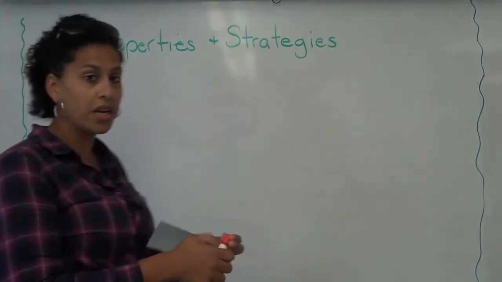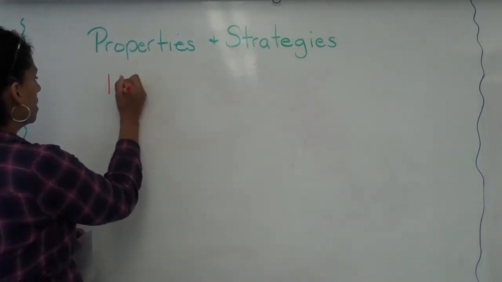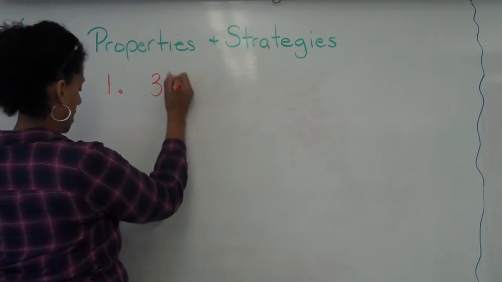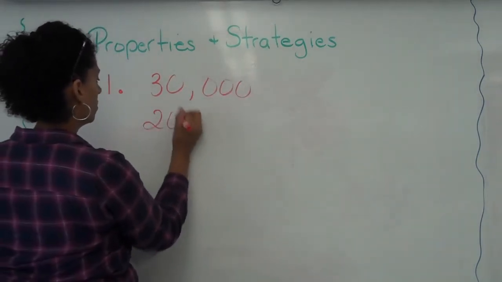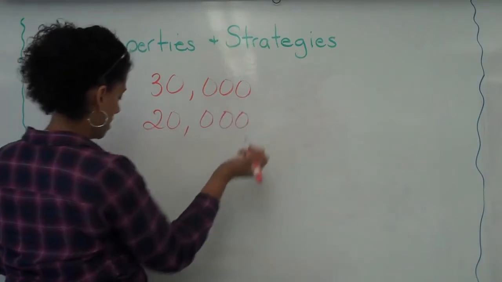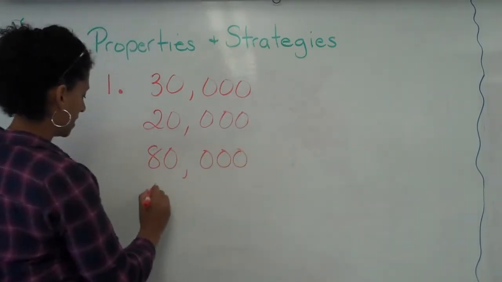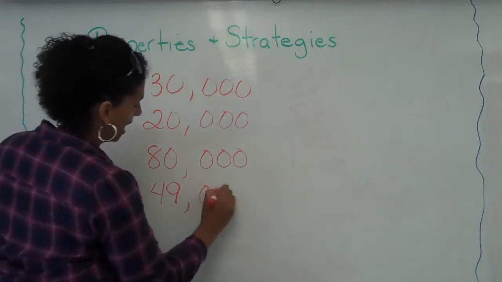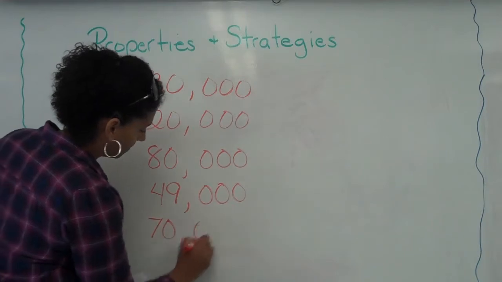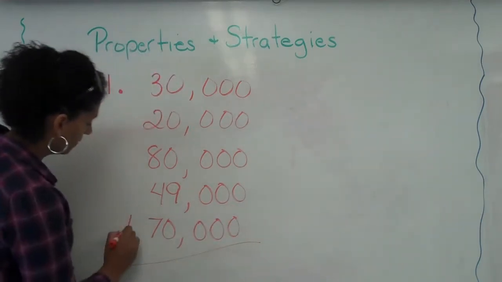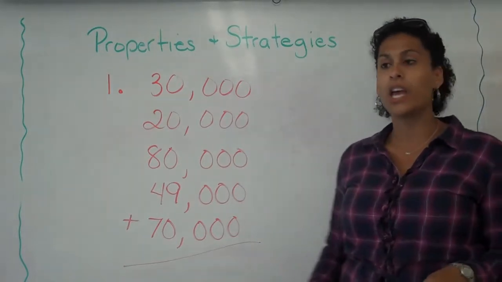So our first one that you're going to copy down in your notebook, make sure you're numbering because we want nice organized notebooks. Number 1 is 30,000 plus, remember these are properties of addition, 20,000 plus 80,000, it gets scarier, plus 49,000, it's Halloween, why not be scary? 70,000. Don't freak out, I know that looks really scary, it's a lot of numbers to add.